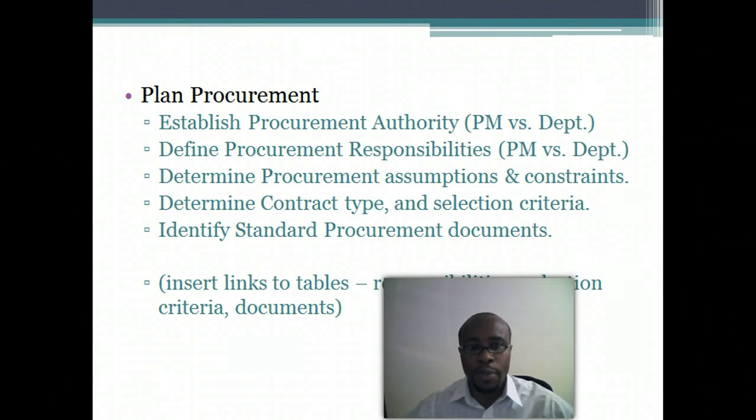I'll be going over the procurement management plan. In preparing this plan, the first step was to establish the procurement authority between the project manager and the procurement department, basically to sort out what the responsibilities of both parties would be during the procurement process. Then establish some procurement assumptions and constraints.